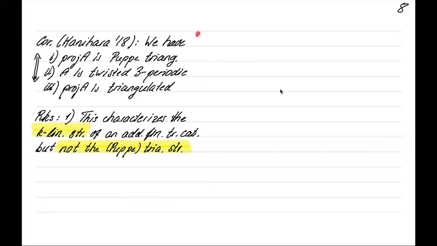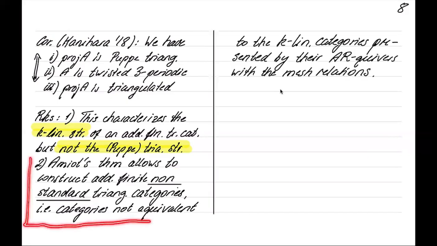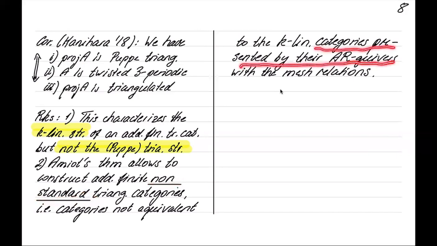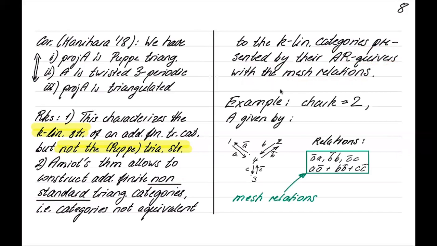Let me just point out one other consequence of Keller and Muro's theorem, namely, it allows us to construct many more examples of additively finite triangulated categories, and in particular, so-called non-standard examples. Non-standard in the sense that the category cannot be presented by its Auslander-Reiten quiver with the mesh relations. Yes, the category is called standard if it is presented by the Auslander-Reiten quiver with the mesh relations. And here we get examples which cannot be presented in that way. Yes, let me just look at one example.